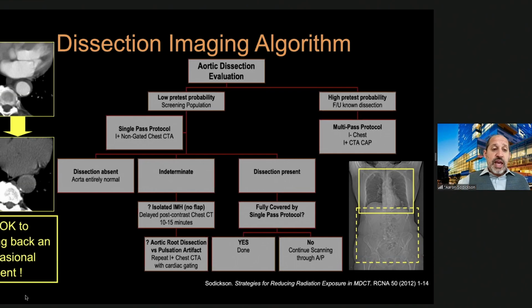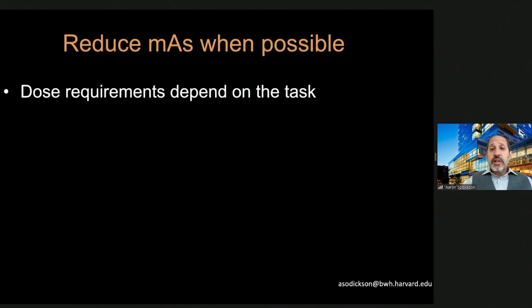So the main message I have here is that it's okay to bring back an occasional patient. If we think about this as what's best for the patient rather than what's most convenient for us, I would rather bring back one patient in 500 than scan the other 499 with all of these extra phases that they really don't need. All right, let's move on to the next strategy, which is to reduce mAs when possible.